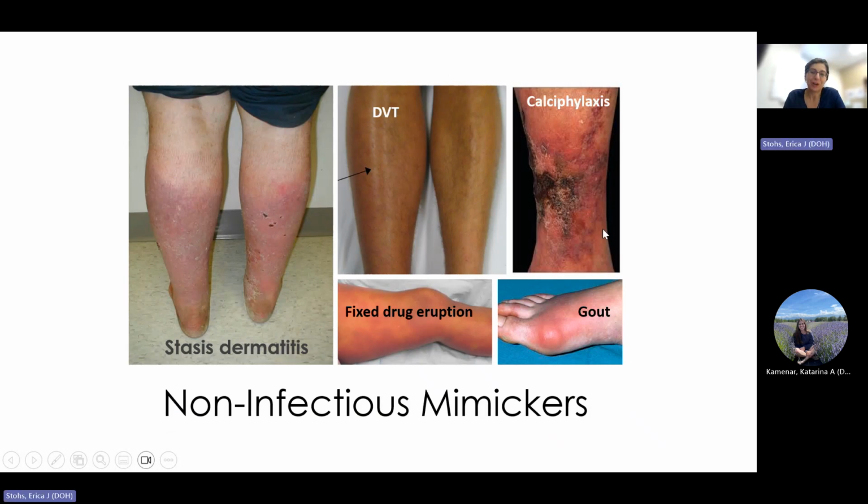So importantly, and this is probably going to generate lots of discussion, is all of the non-infectious mimickers that look like cellulitis. The classic is quote unquote bilateral cellulitis, where you have symmetric involvement on both extremities, such as this example on the left, which is most often caused by stasis dermatitis. This is basically due to insufficient venous blood flow. So also very classic in those with heart failure.